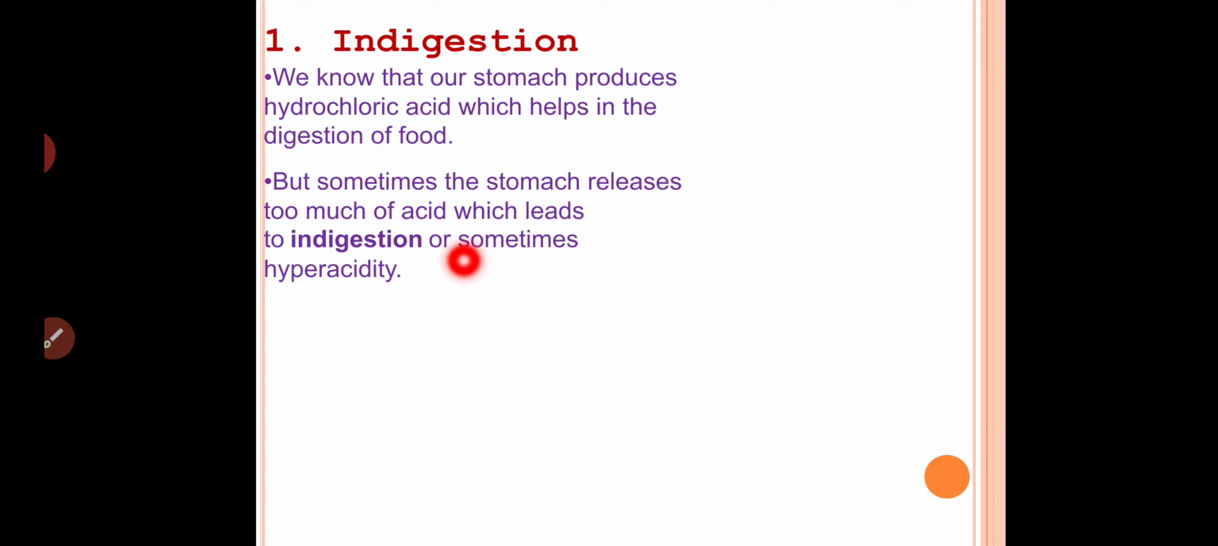So that hydrochloric acid may be released in more amount. Why will it happen? Because of not eating food at a proper time. One day eating at 1 o'clock, the second day at 4 o'clock, the third day again at 2 o'clock. So if your timing is not proper, the hydrochloric acid may be secreted at any time and it leads to hypersecretion of hydrochloric acid, and sometimes you may undergo indigestion.